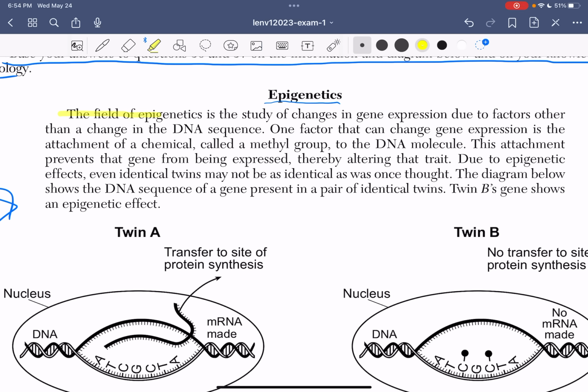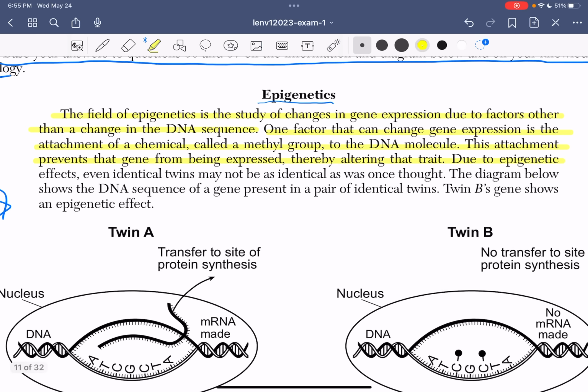The field of epigenetics is the study of changes in gene expression due to factors other than a change in the DNA sequence. One factor that can change gene expression is the attachment of a chemical called a methyl group to the DNA molecule. This attachment prevents that gene from being expressed, thereby altering that trait. Due to epigenetic effects, even identical twins may not be as identical as was once thought.